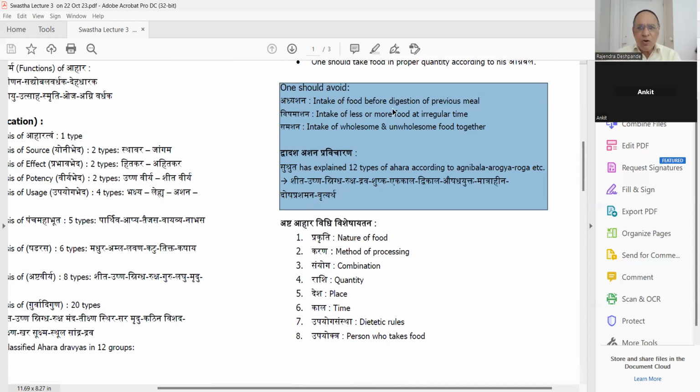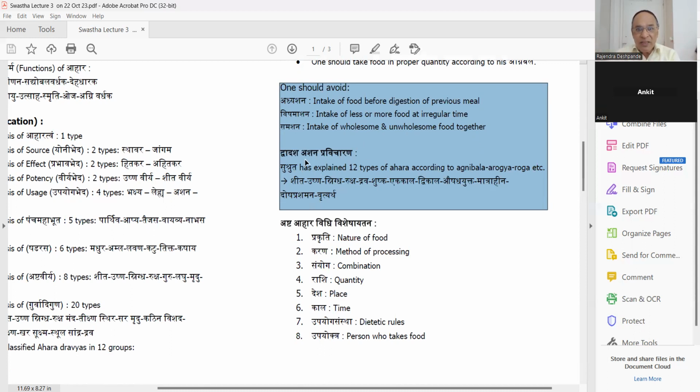Intake of food before digestion of the previous meal is called Adhyashana. Vishama Ashana: taking less or more food at irregular times. Vishama is odd. Samashana: intake of wholesome and unwholesome food together. Oh, I am sorry, it is not proper, it is improper, pathological, not correct. Samashana, mixing two different types of good and bad food together, is also not correct.